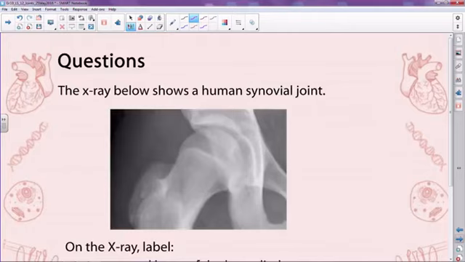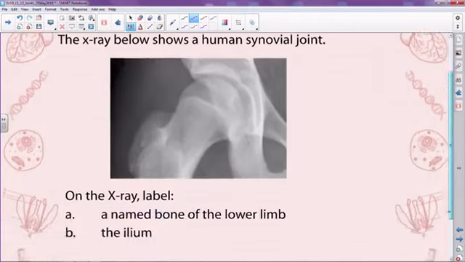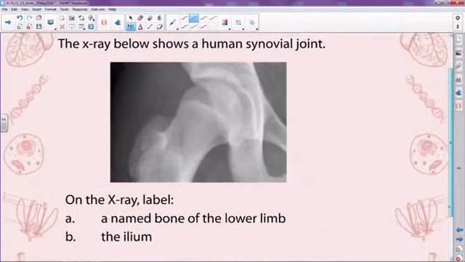Now the next question, they want you to draw on the diagram. Have a look here, it says on the x-ray label. Okay, so they want to know a named bone on here. Can you see a bone of the lower limb? Yes. Because I identified it as my hip bone, it doesn't matter where, I would label the bone. And what would I say it is? It is the femur.